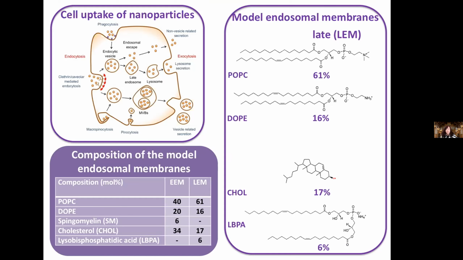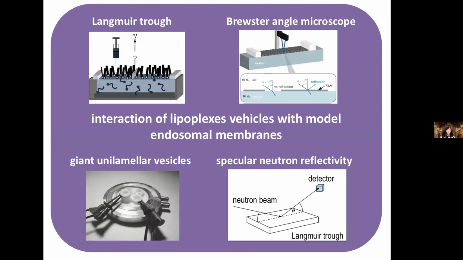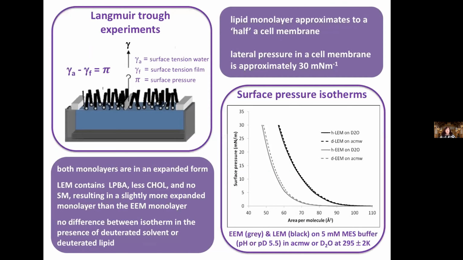And to look at the interaction between the gene delivery vehicles and the endosomes, we use 4 techniques, which I'm going to tell you a little bit more about. They're all lab-based techniques with the exception of specular neutron reflectivity. This is accessed at a facility. If you are an industry that's interested in using this type of technique and in working with an academic and funding that academic, there's a possibility to gain access to this technique via the facility. If you want to know more about that, I can tell you a little bit more offline.